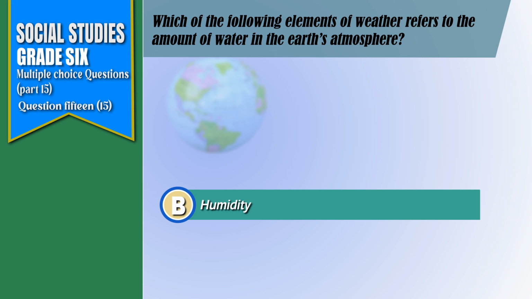Humidity. Which of the following elements of weather refers to the amount of water in the Earth's atmosphere? The answer is B. Humidity. Wind, sunshine, and temperature, of course, are other elements of weather. And of course, these elements, which include also humidity, help the meteorologist to predict weather. So these are all useful.